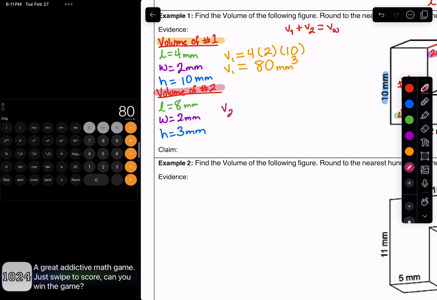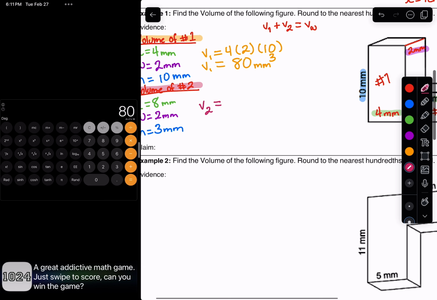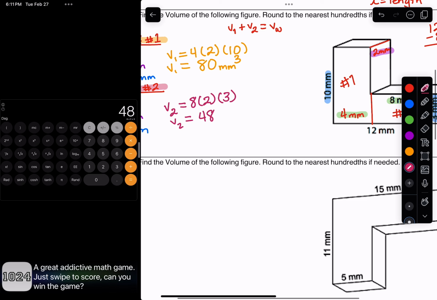So volume of number 2 is going to be 8 times 2 times 3. And again, in the calculator, 8 times 2 times 3. That's 48. Okay. Last thing we need to do is add these two together. Oh, sorry, 48 millimeters cubed. So add those two together.